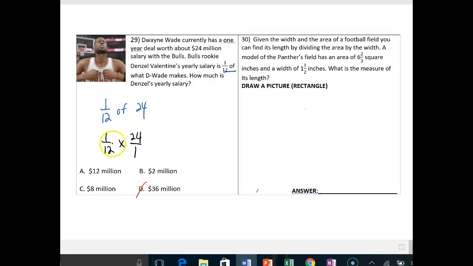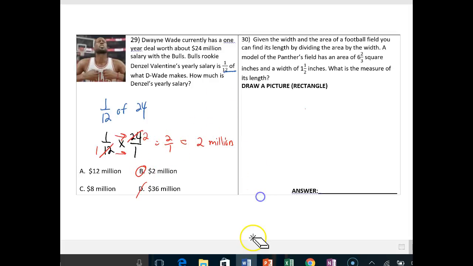And secondly, let's cross cancel. We can divide both of these by 12. 12 divided by 12 is 1. 24 divided by 12 is 2. Multiply straight across. You get 2 over 1, which is the same thing, so not 12 million, but 2 million. It's 2 divided by 1. 2 divided by 1 is 2.